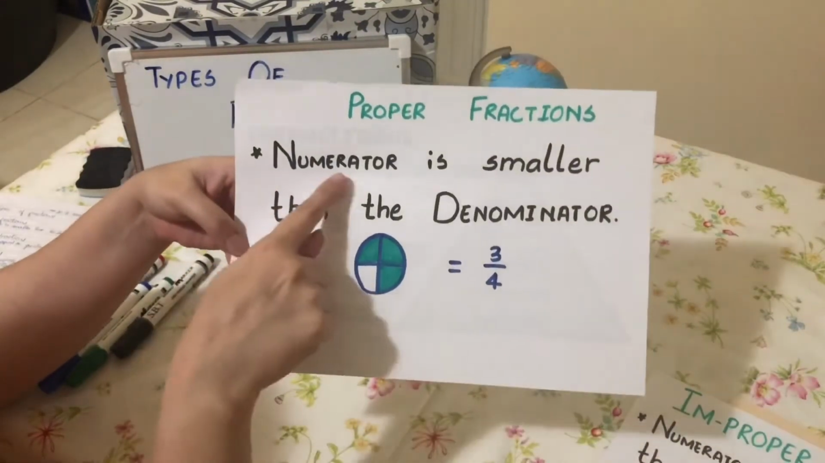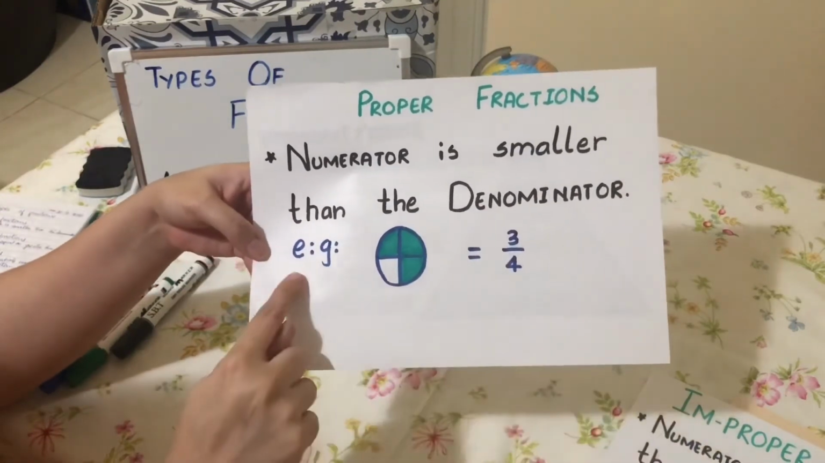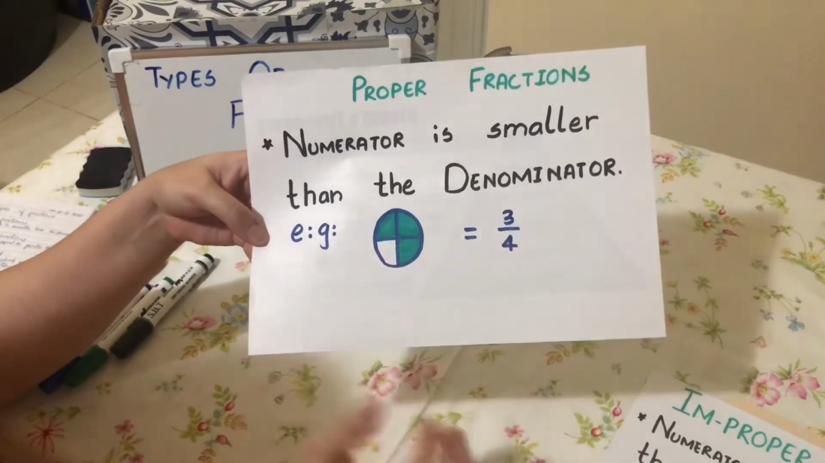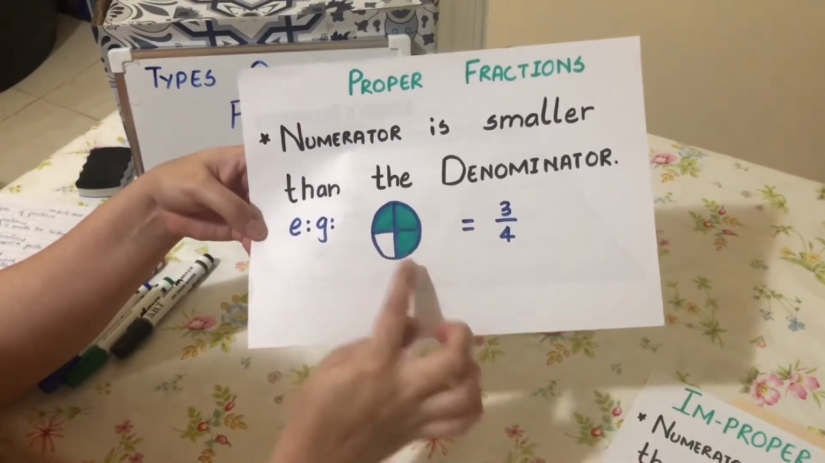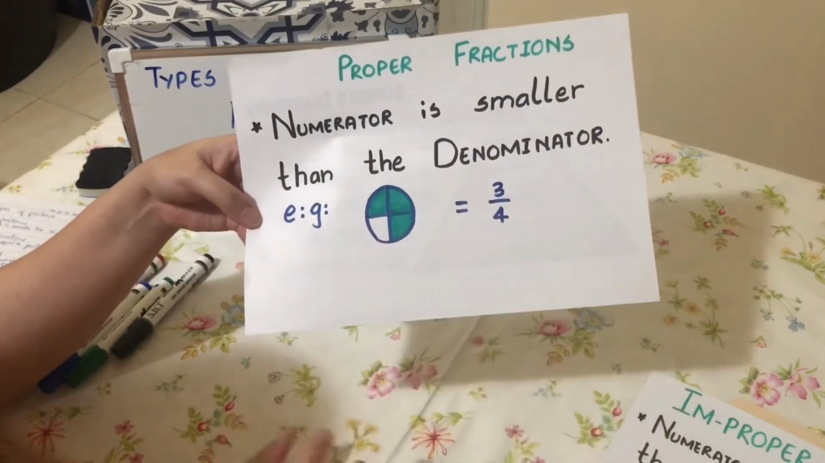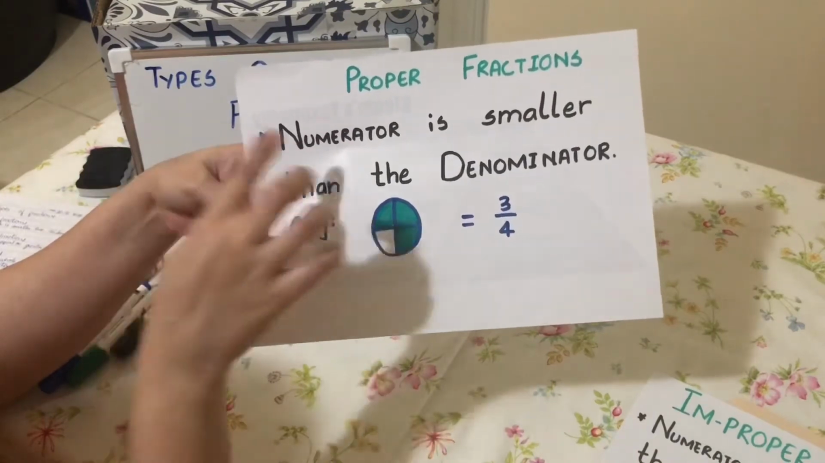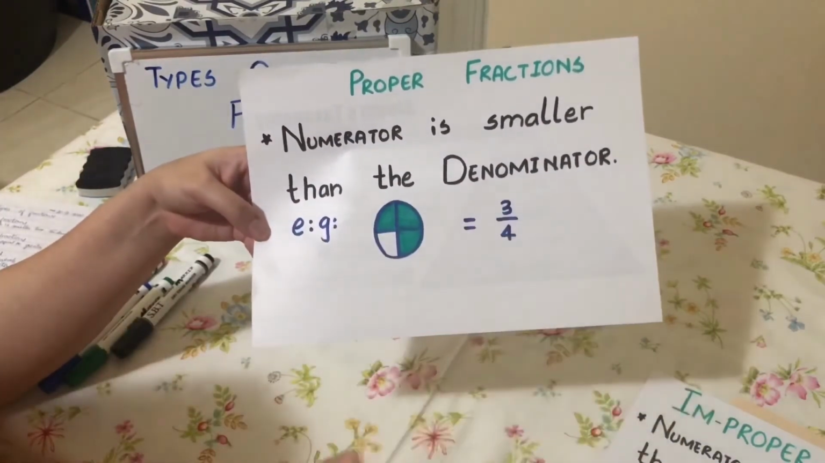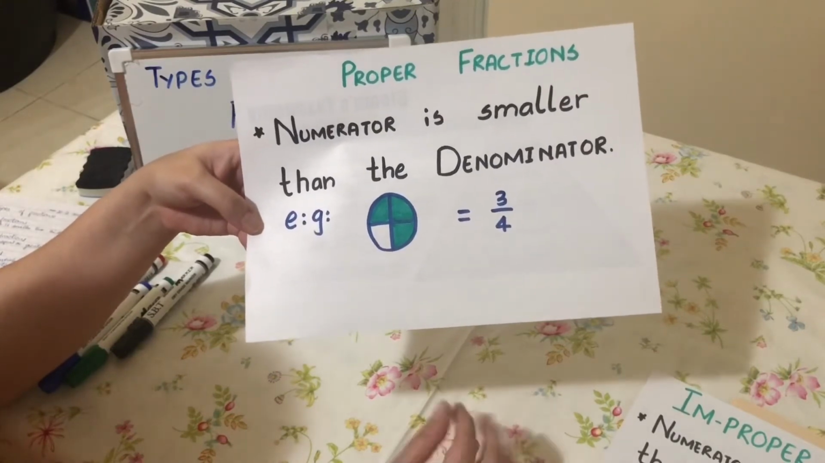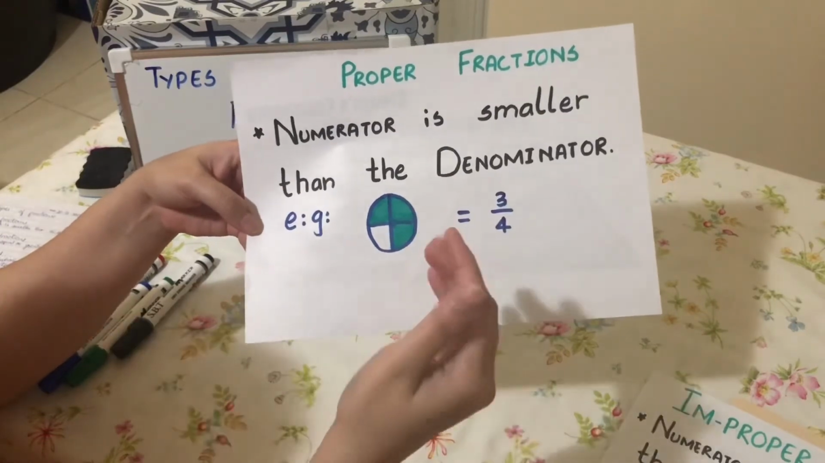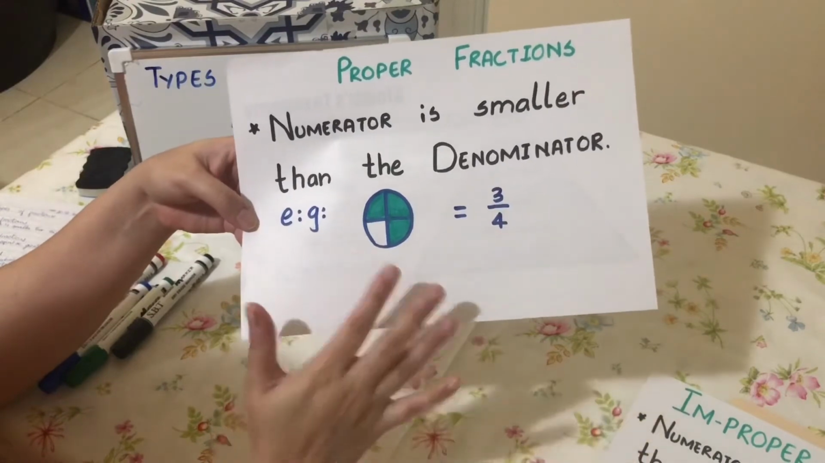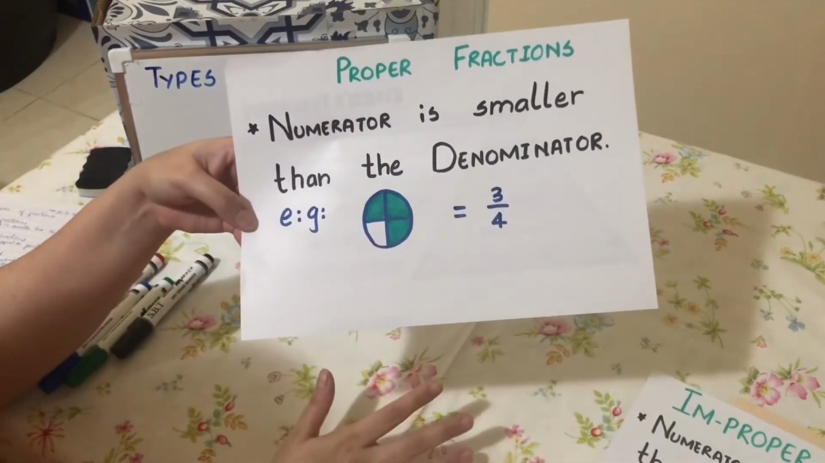So first, the proper fractions. If you can see here, I have this chart with me. Here the numerator is smaller than the denominator. For example, I have created a simple freehand drawing of a circle, and I have colored 3 parts. It means that 3 is the numerator and the total parts are 4. Numerator is smaller than the denominator. Always be very clear that in proper fractions the numerator, the upper number, is always smaller as compared to the denominator. This way it is called a proper fraction.